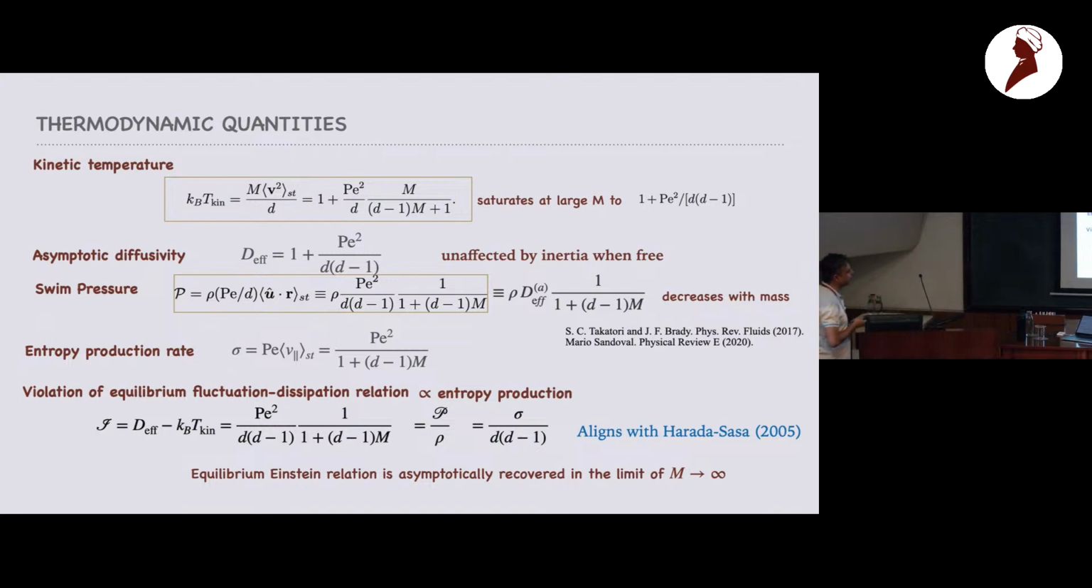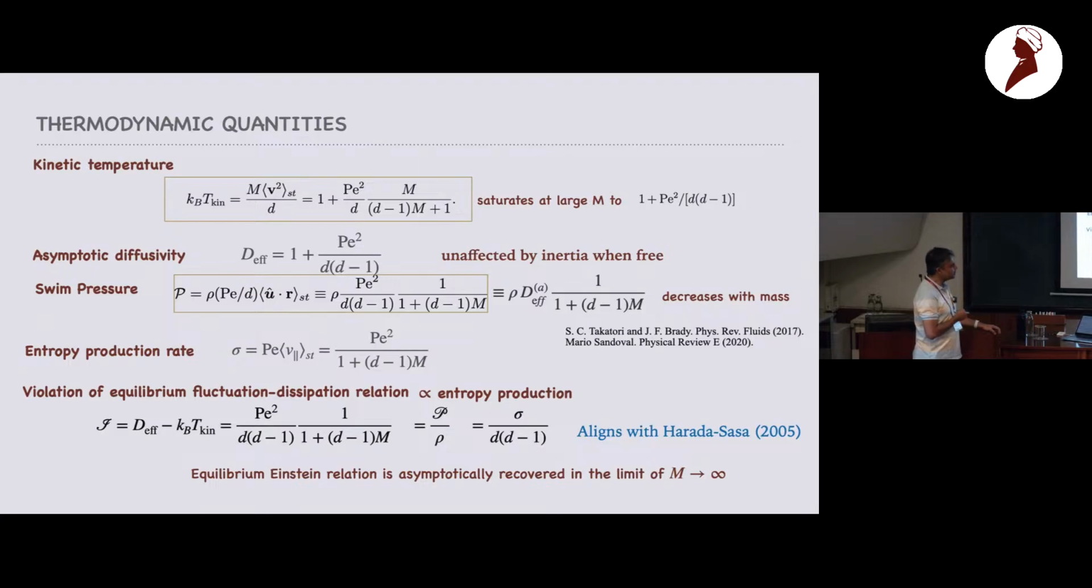Using those calculations, one can look at the steady state, second moment level quantities, which we have some understanding of starting from our equilibrium understanding of the system. So I can look at the kinetic temperature of this. In this dimensionless form, this one is coming from the translational diffusion.